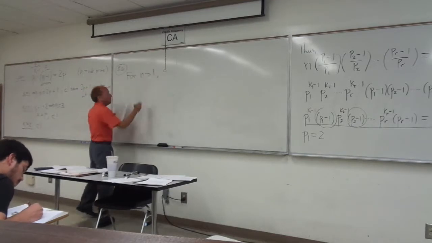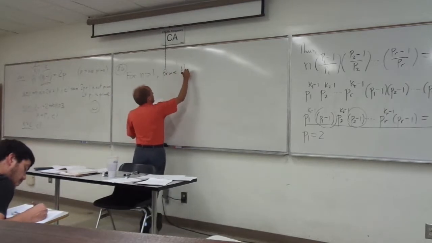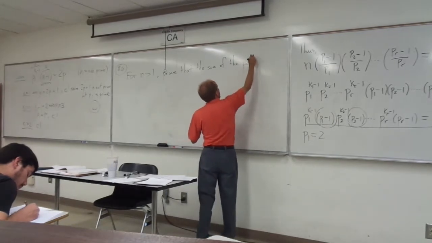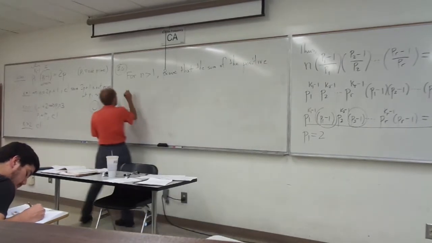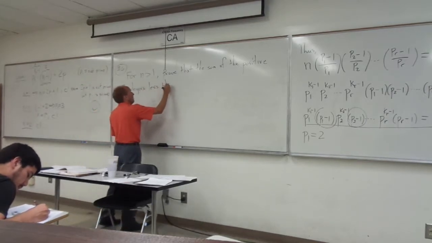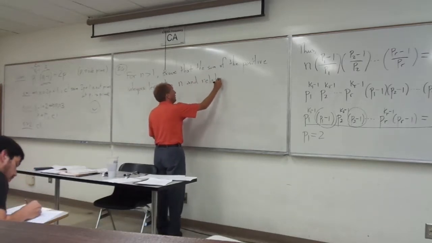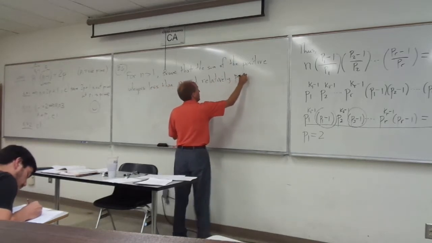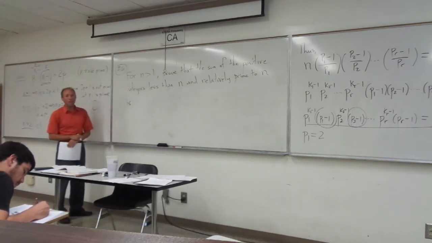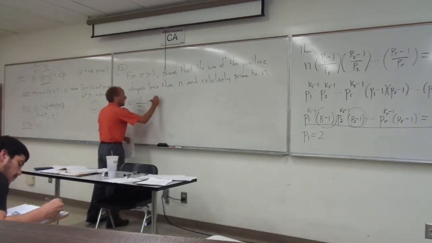Okay, so here's the next problem. For n greater than 1, prove that the sum of the positive integers less than n and relatively prime to n, if you add them up, is exactly 1/2 of n times phi of n.